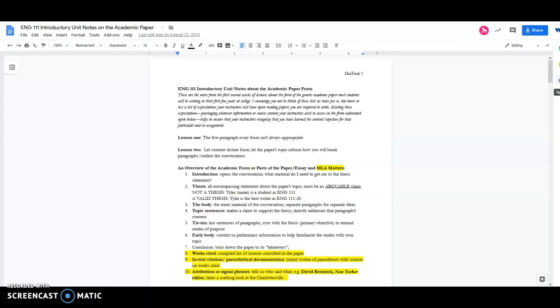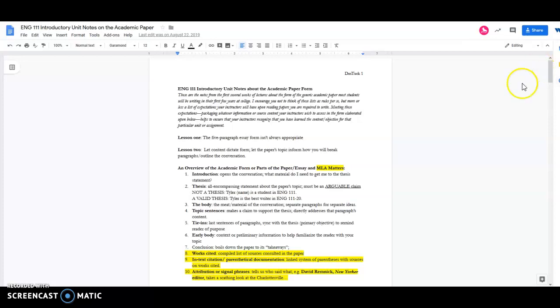And an extension of lesson 1 is extension 2. Let content dictate form. Let the paper's topic inform how you will break paragraphs or outline the discussion that you're attempting to write in this paper you've been asked to write for whatever course, including this one. So the idea there is you let the information, you let the content tell you how many paragraphs you're going to need, or how long this paragraph needs to be. You don't sort of force some sort of arbitrary rule.